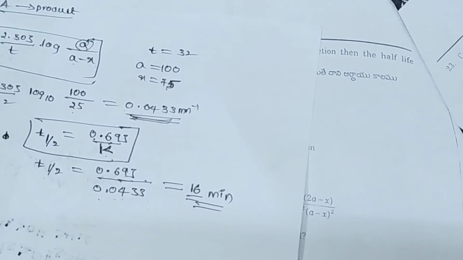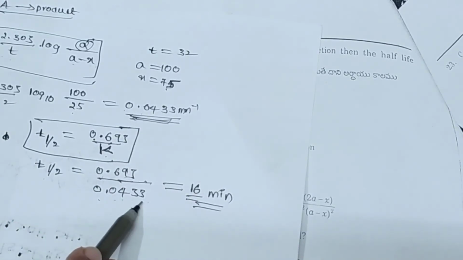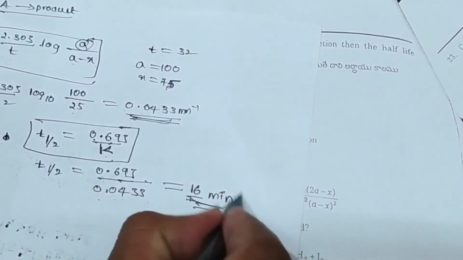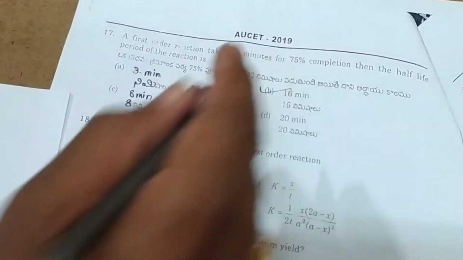Now we have to use the calculator. 0.693 by 0.0433 is equal to 16 minutes. Okay friends, option B is the correct answer.